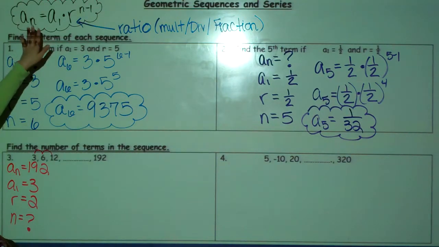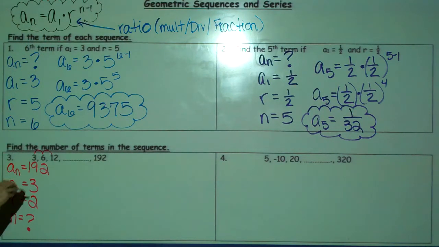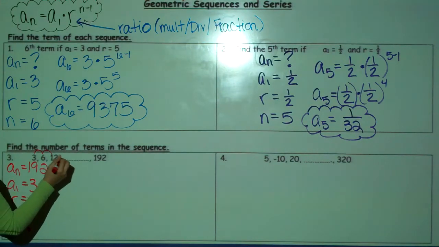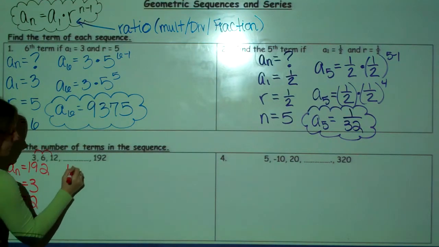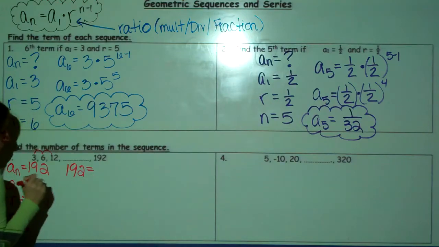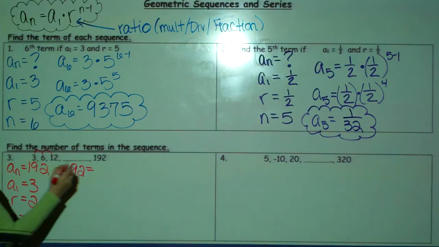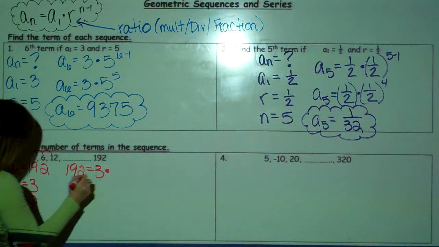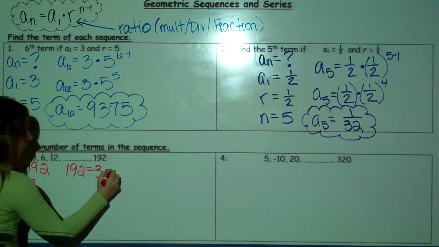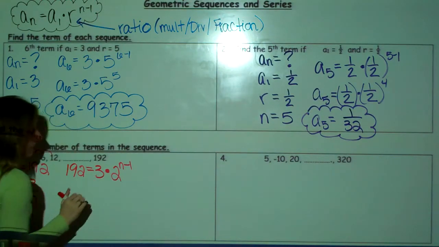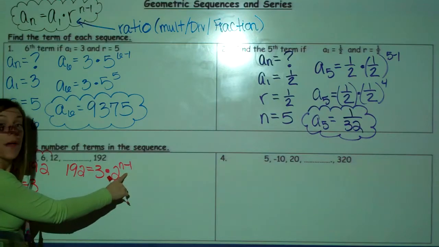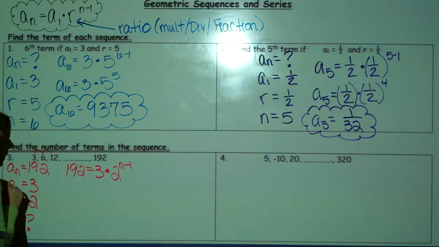So again, same formula, but we're just going to solve it a little bit different way. Now, when it comes to this solving, we're going to look at things kind of uniquely compared to what we've done before. 2 to the n minus 1 power. We're trying to find a power here. So I'm going to show you how we can look at that.